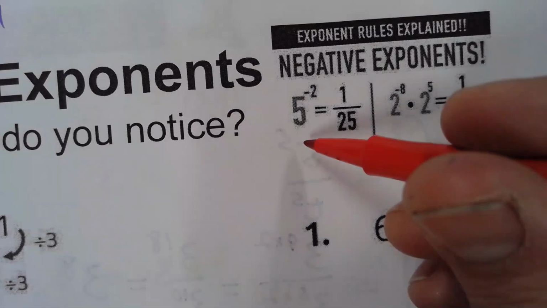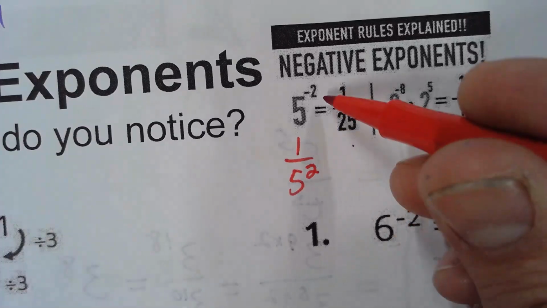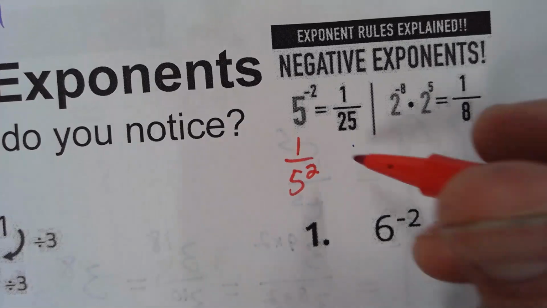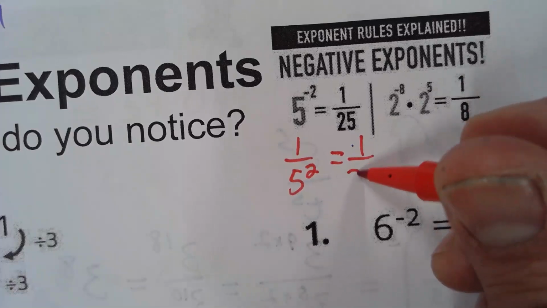So this would be the same as saying 1 divided by 5 squared. All I did is I flipped it over. Actually, I really wish I didn't write it like this now. And that 5 squared is 25.